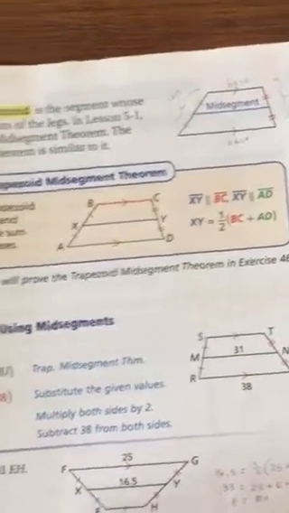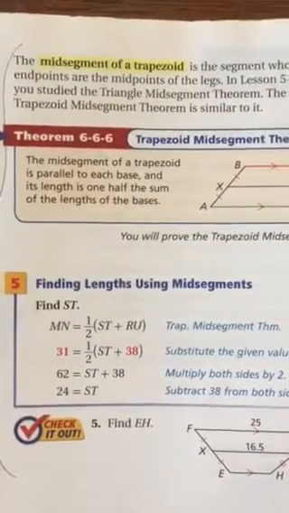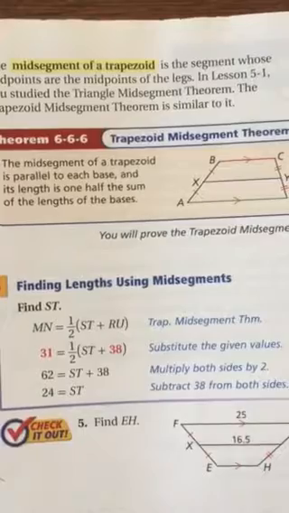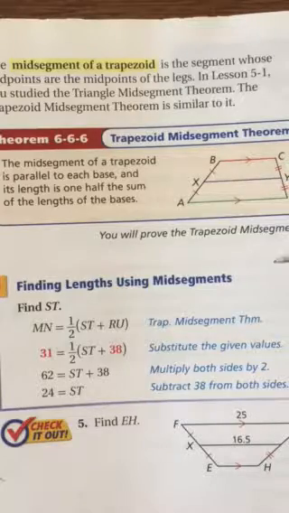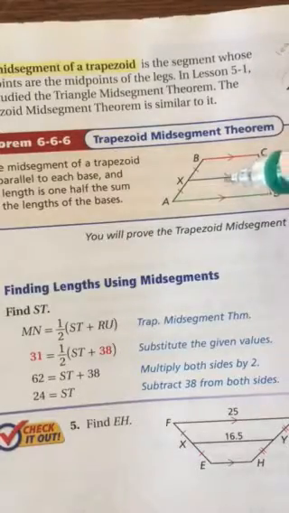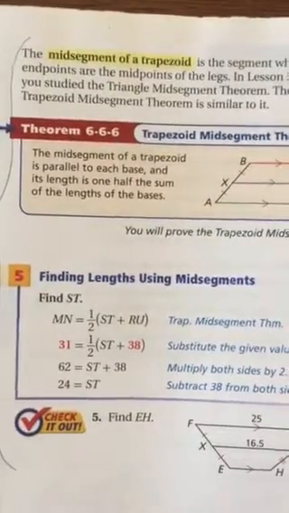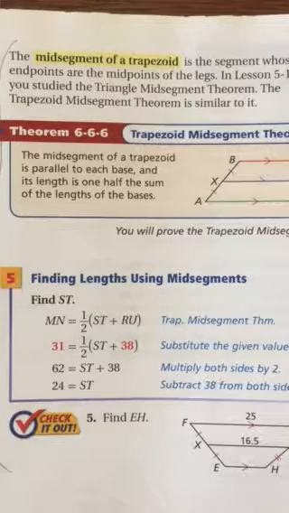Let's look at the trapezoid mid-segment theorem. The mid-segment of a trapezoid, and I'm going to turn the phone so you can actually see the diagram at the same time, is parallel to each base. So it's running parallel to BC and AD. I'm going to label it as being parallel as a reminder. And the length of it is 1/2 the sum of the lengths of the bases.